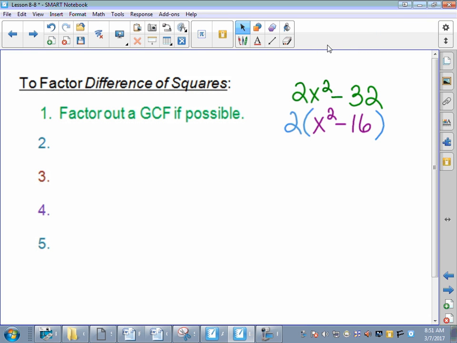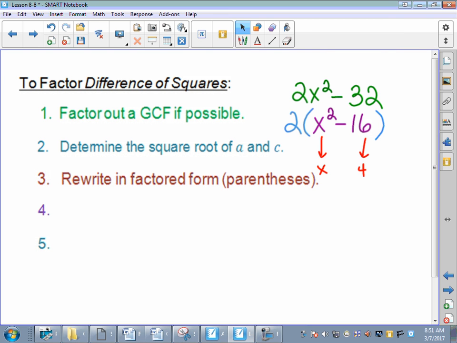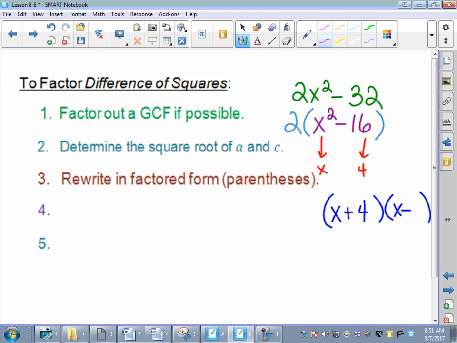Now, inside my parentheses, x squared is a perfect square, and so is 16. Determine the square root of both a and c. Square root of x squared is x. Square root of 16 would be 4. You might just do that mentally. You don't have to write it. Rewrite in factored form or parentheses. So if I'm thinking about that x squared minus 16, I would have an x plus 4, an x minus 4, and I'm not sure if I mentioned it, but this GCF, that 2, just stays sitting out in the front of those parentheses.